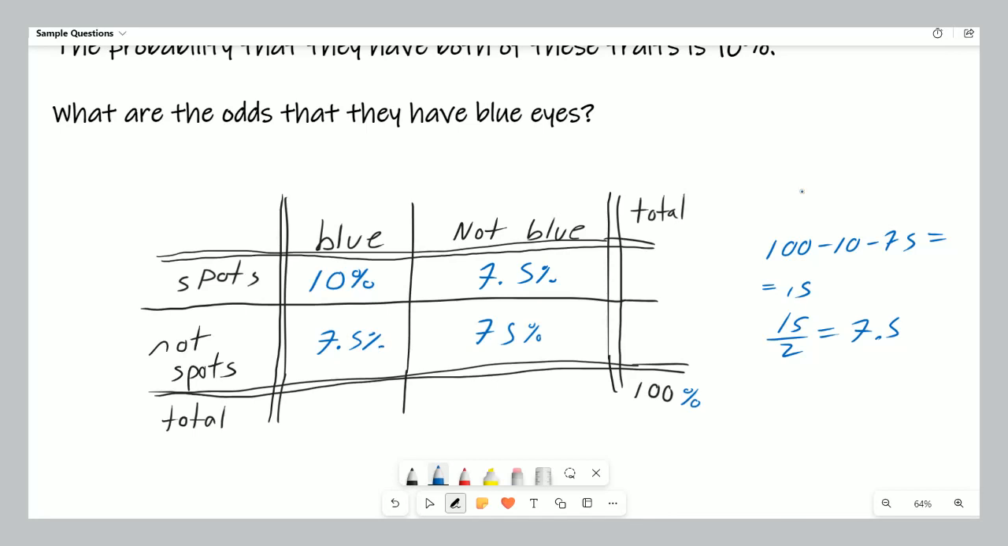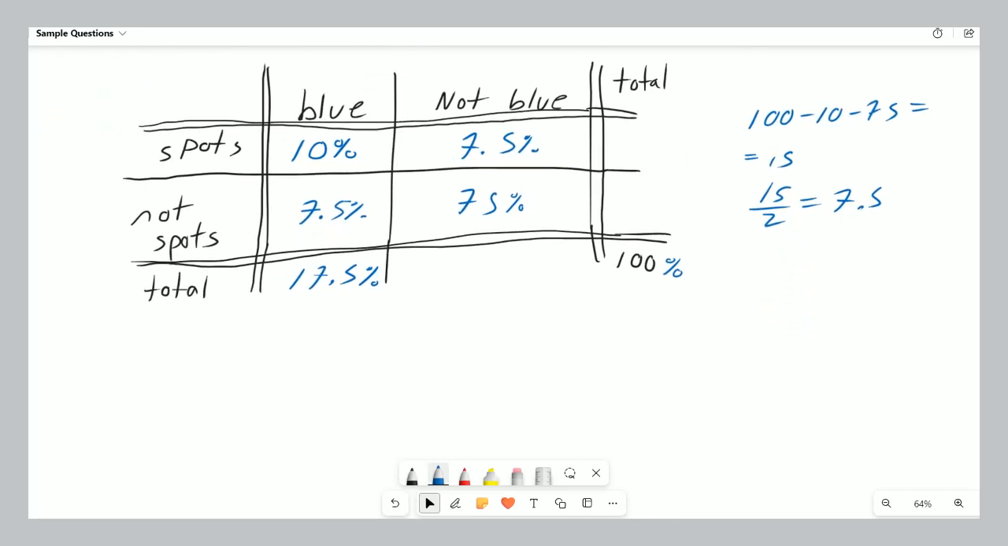Okay. So then what are the odds that they have blue eyes? Well, that's the total right here. Okay. So 10% chance they have blue with spots, 7.5% chance that they have blue without spots. So that is going to be 17.5% chance that they have blue eyes. Okay, so what are the chances that they don't have blue eyes? Well, that's going to be 100 minus 17.5, which is going to be 82.5, right?